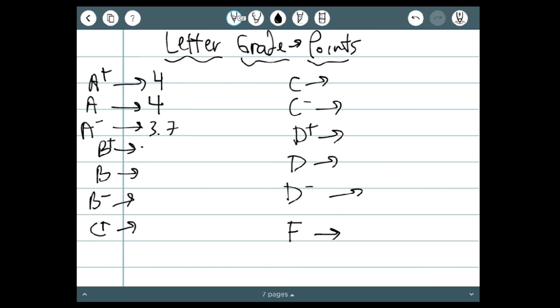A B plus is 3.3 points. A straight B is 3 points. A B minus is actually going to be 2.7 points. A C plus is going to be 2.3 points. A C is going to be 2 points. A C minus is 1.7 points. A D plus is 1.3 points. A D is 1 point. A D minus is 0.7 points. And an F is 0 points.